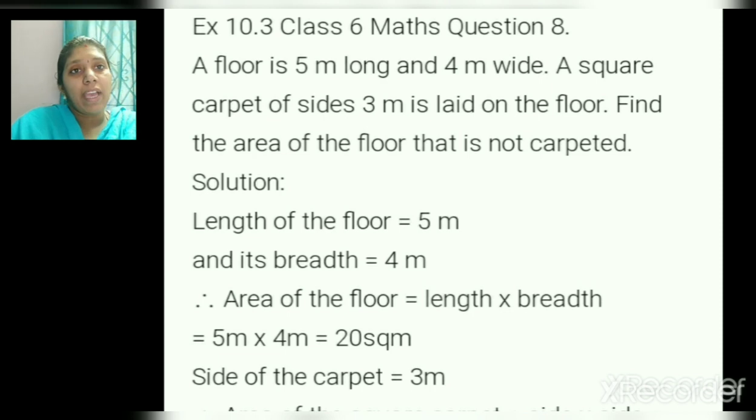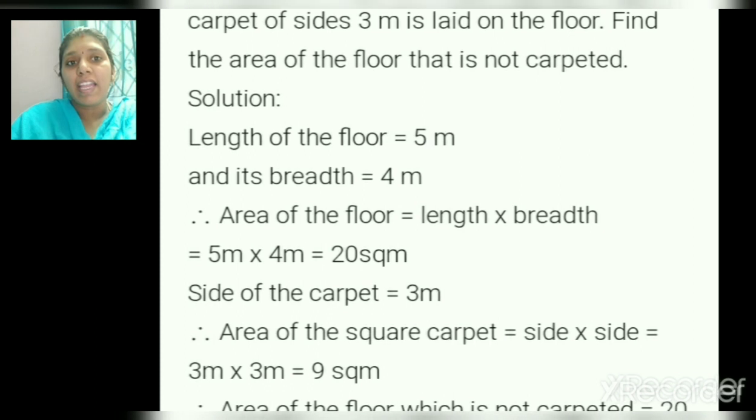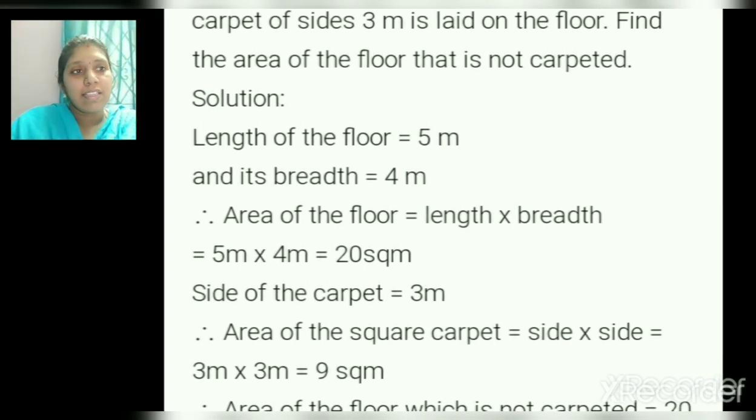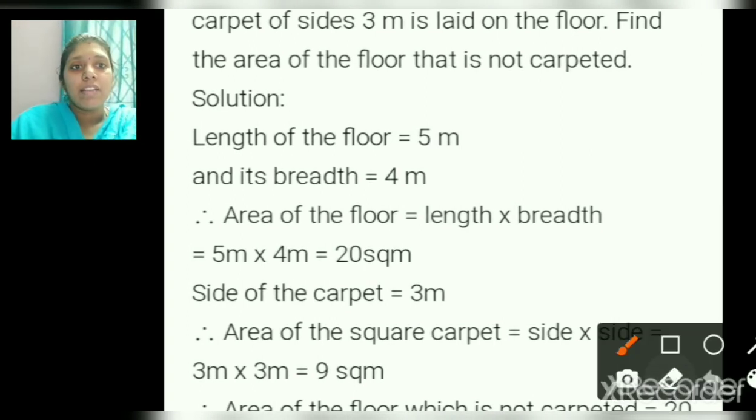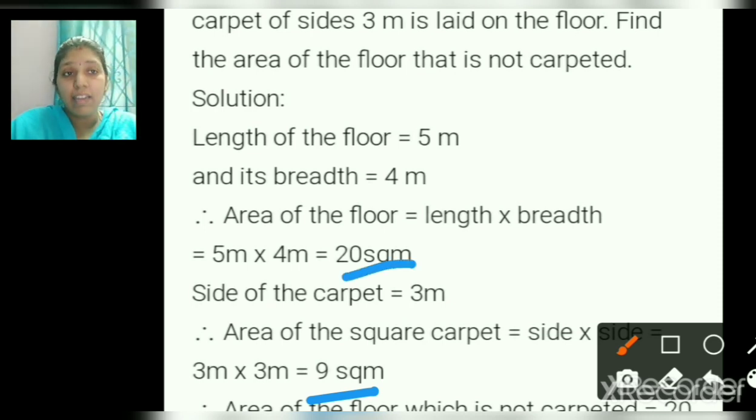Now a square carpet, so we have to find the area of the square carpet also. Side is given as 3 meter, so area of a square is equal to side into side, so 3 into 3, that is equal to 9 square meter. Now 9 square meter is the area of the square carpet, and the area of the floor is 20 square meter.